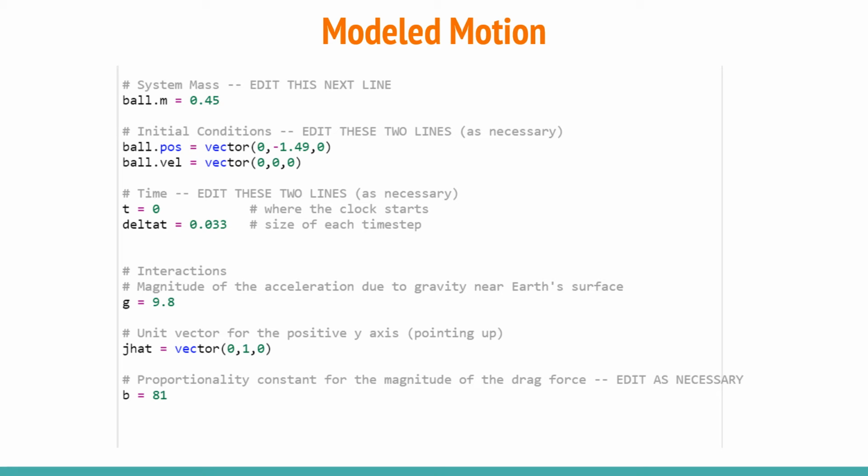I inserted the mass of the slinky and the initial position as it was in Tracker. The slinky starts from rest, so the initial velocity is 0. Time starts at 0 with a time step of 0.033 seconds, which is the same as the frame rate in Tracker. The gravity constant is, of course, 9.8. J hat is 0, 1, 0 because we are only analyzing motion in the y direction. I found the drag force constant to be 81 by using guess and check methods.